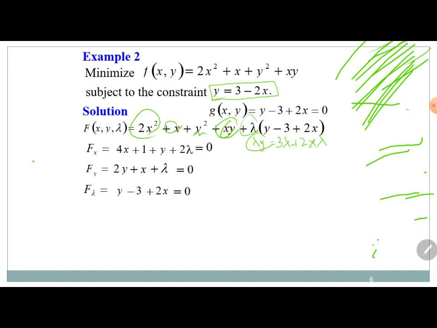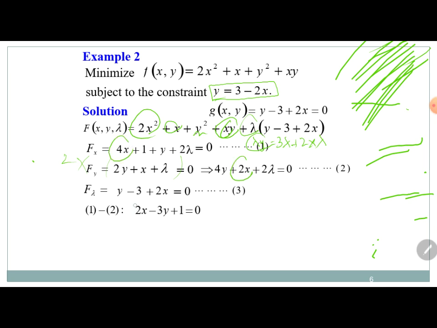So solve simultaneously. For the first equation, we have 2 lambda, so for the second equation we also need to make the lambda equal to 2 lambda. So we multiply everything by 2, which gives 4y plus 2x plus 2 lambda. And then the third equation, y minus 3 plus 2x equal to 0. To eliminate the lambda, we can subtract equation 1 and 2. So we have 4x minus 2x, we get 2x. And then y minus 4y will be negative 3y.